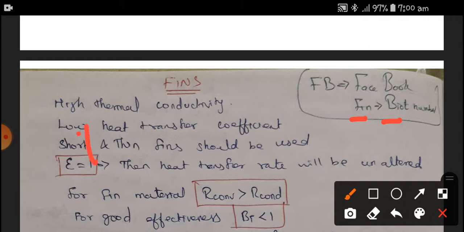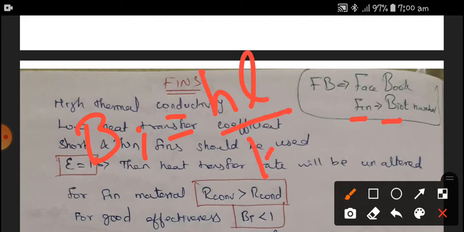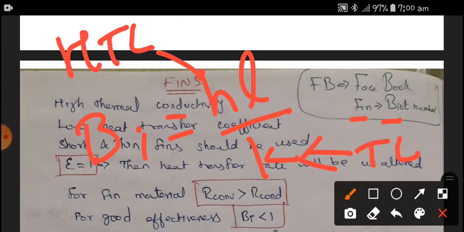So what is meant by the Biot number? The Biot number has the formula hL by k. Here k is the thermal conductivity, h is the heat transfer coefficient, and L is the characteristic length. And this is for solids. The Biot number is for solids. This you have to know for your better understanding. The Biot number is for solids.